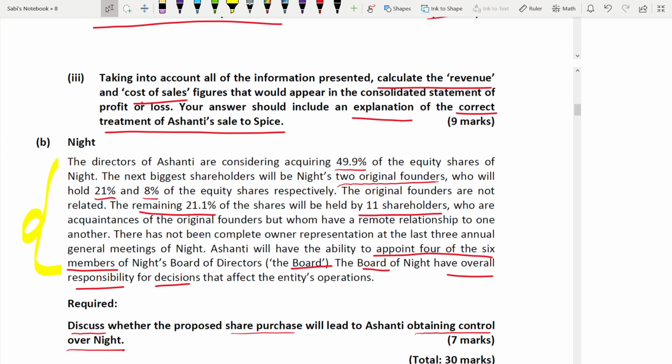If you are able to figure out that for this question, this is the standard, for that question, this is the IFRS, for another question, this is the IAS, that means you are going correct. You are going in the right direction. This is all you need in SBR.